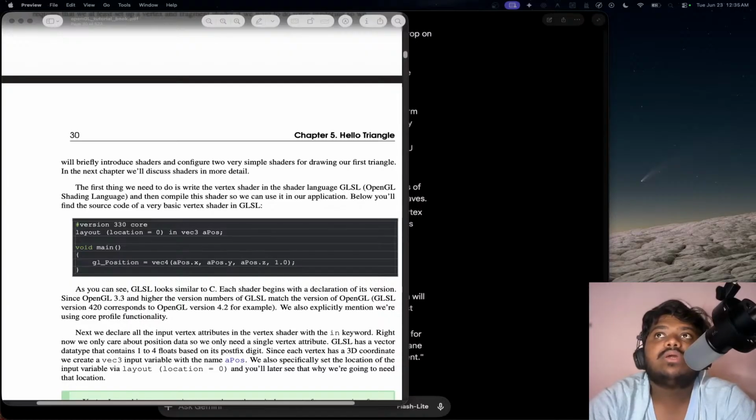Yeah, it's supposed to be like that. I'm not sure what's going on here. And yes.